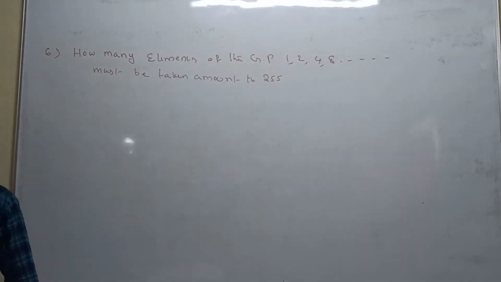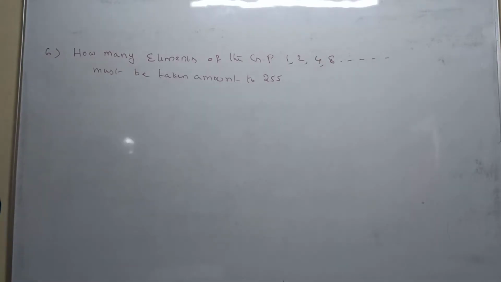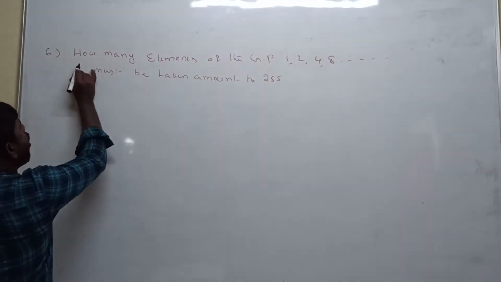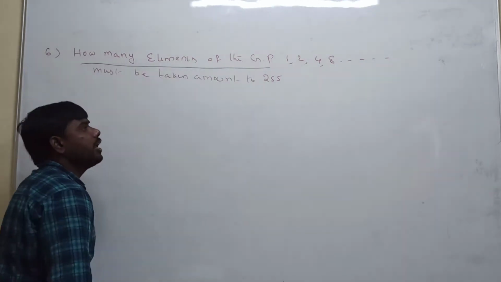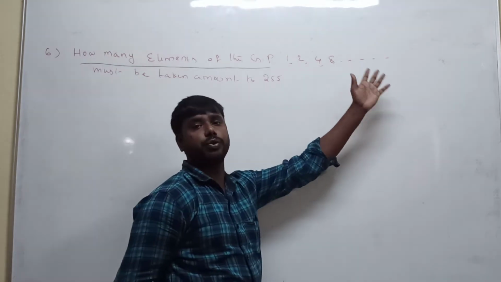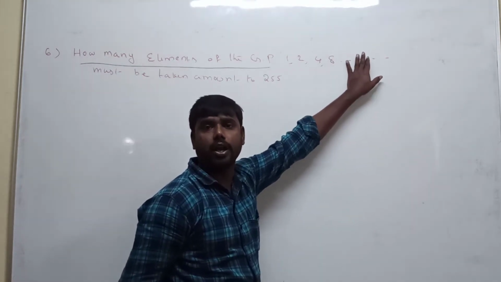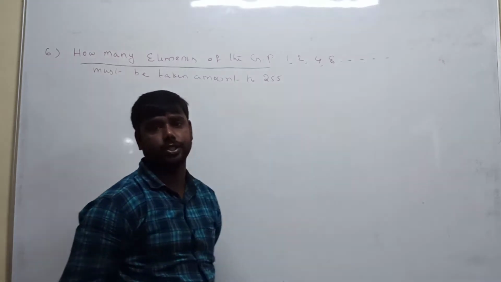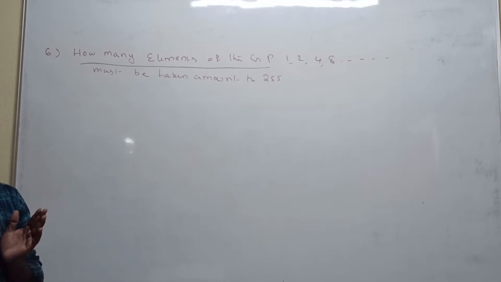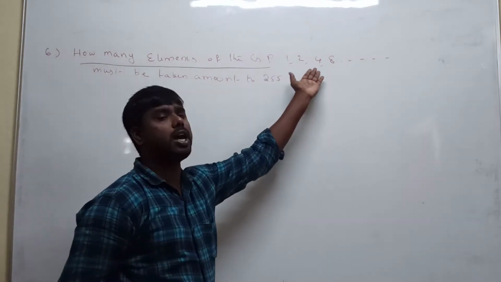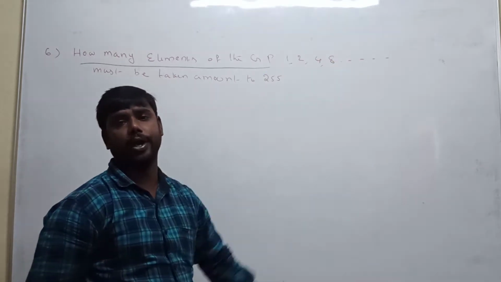First of all, everyone read the question. First of all, you should understand the question. What is given, and which value is to be found? What they are asking is how many elements of the geometric progression, that is, how many elements will be there in the sequence. You don't know that, that's why we calculate the number of terms, or the number of elements.